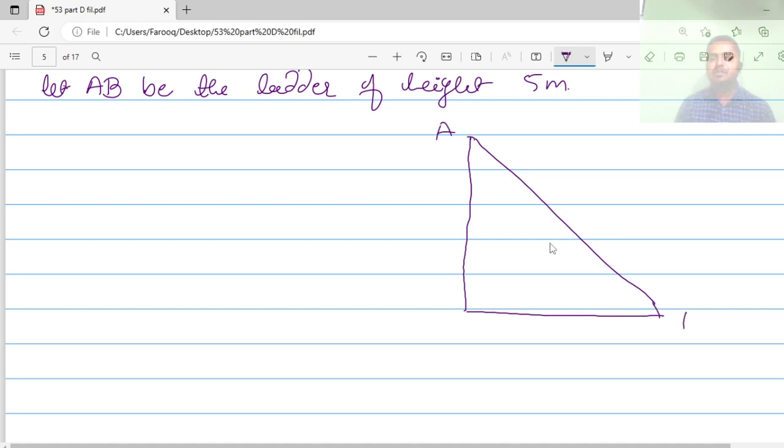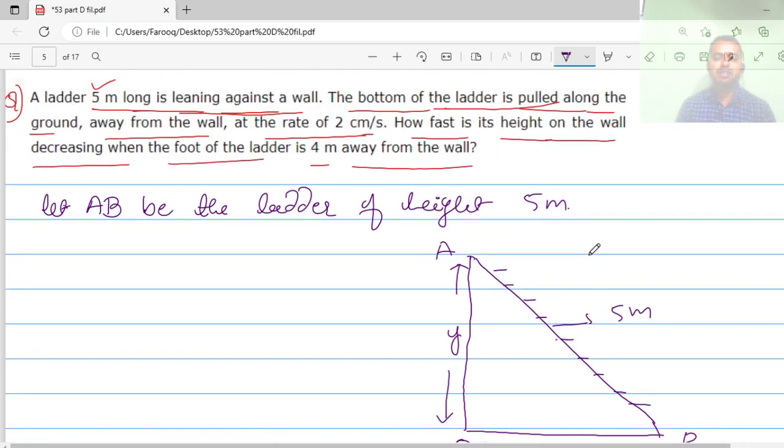This is AB. Assume that this is a ladder. The height of the ladder is 5 meter. This we are taking as x. What is given here? AB is equal to 5 meter. AB, the ladder, has a height of 5 meter.